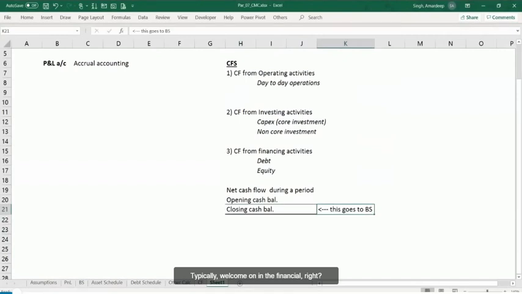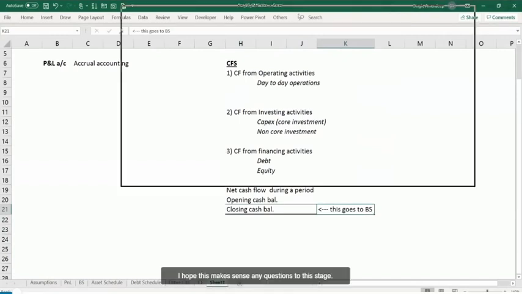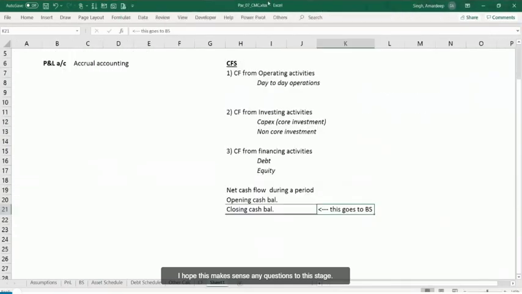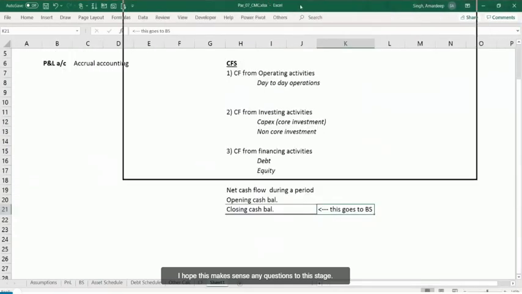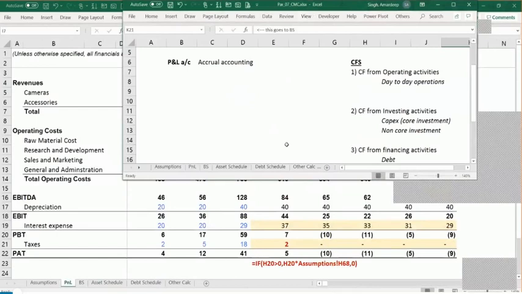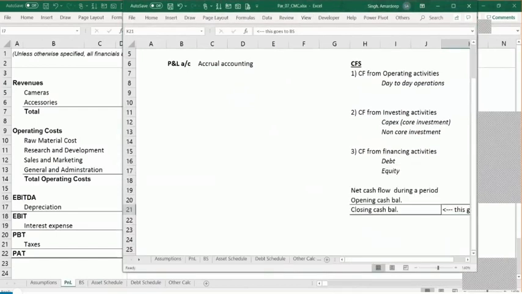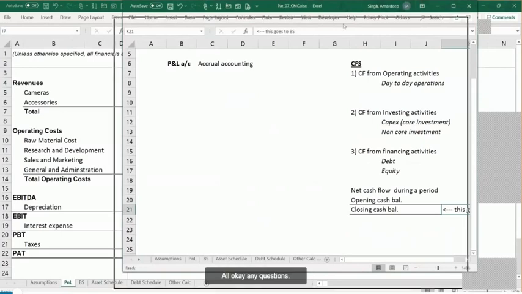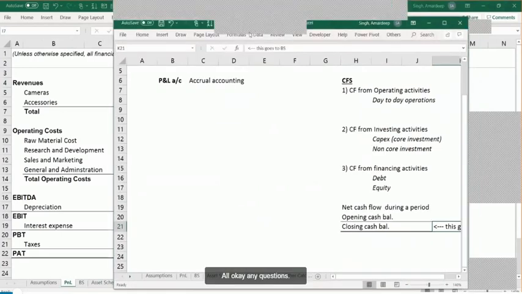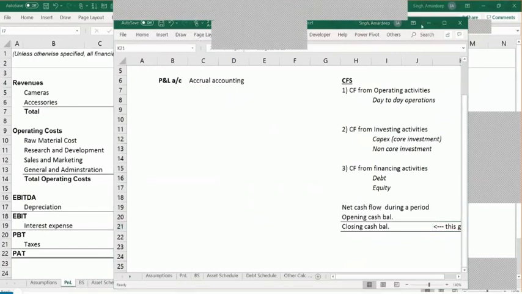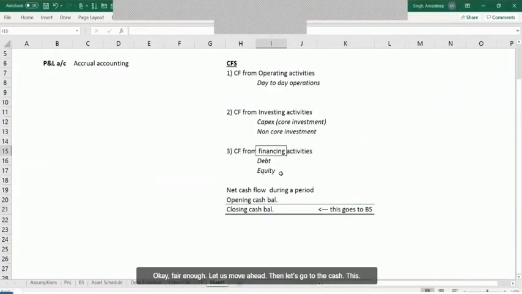Right? I hope this makes sense. Any questions till this stage? Otherwise, we can move on. Okay. Any questions, doubts till this stage? Okay, fair enough. Let us move ahead then.